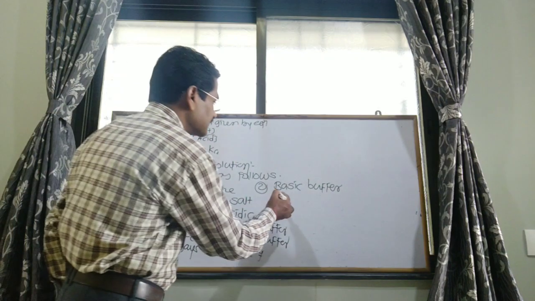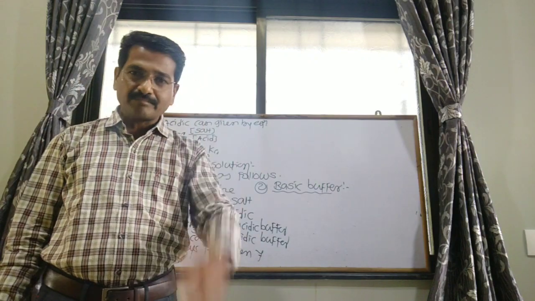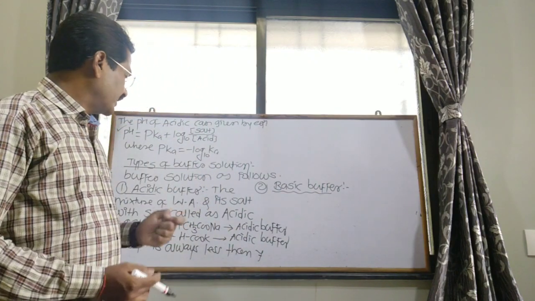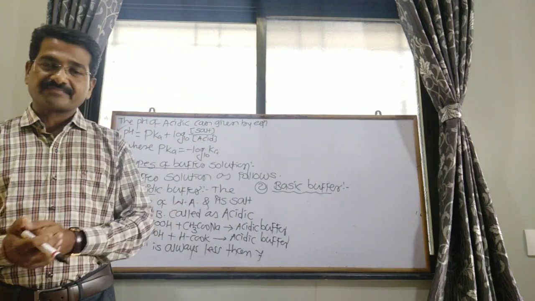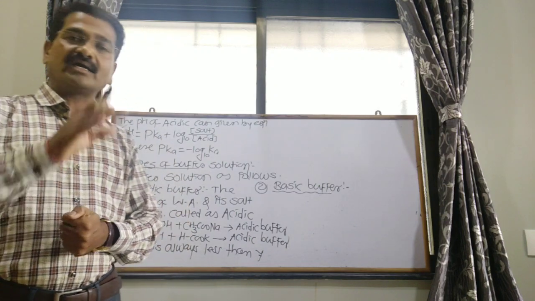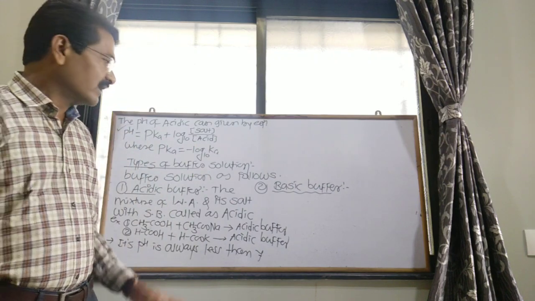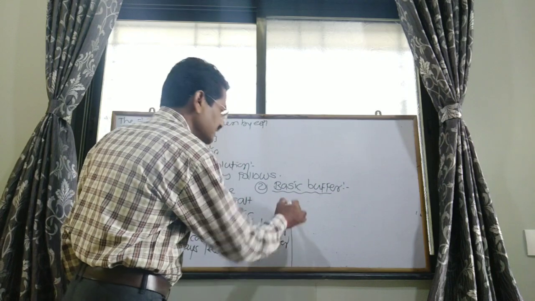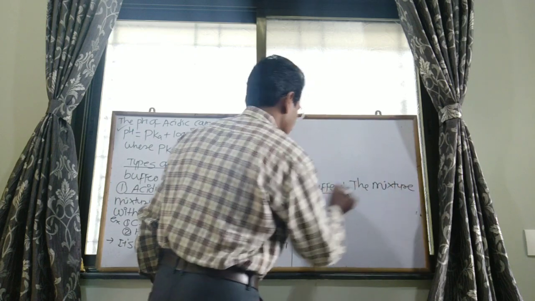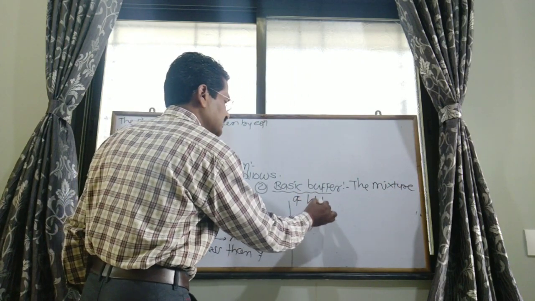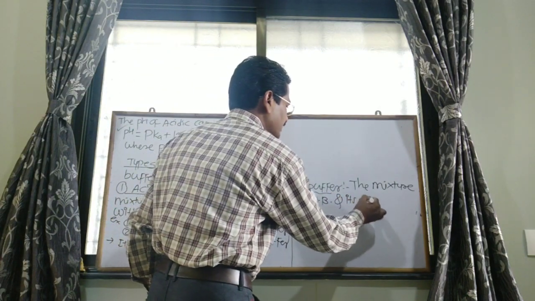After the acidic buffer, see the definition of basic buffer. Basic buffer is the second type of buffer solution. How to define the basic buffer? Basic buffer is the mixture of weak base and its salt with strong acid. Weak base and its salt with strong acid, then that is called a basic buffer.